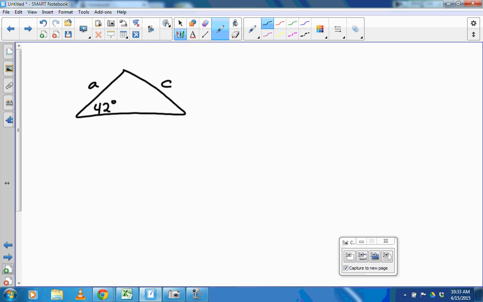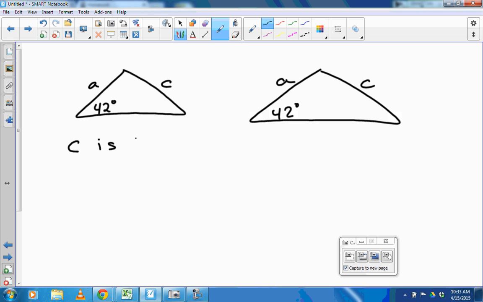Now, let's draw a similar one, and let's talk about what happens when A is bigger than C, or C is bigger than A. It all depends on how big C and A are. Well, you draw it the same way every time. I'm just using A and C. It could be anything right there. There's going to be numbers right there. Now, what happens if C is bigger?